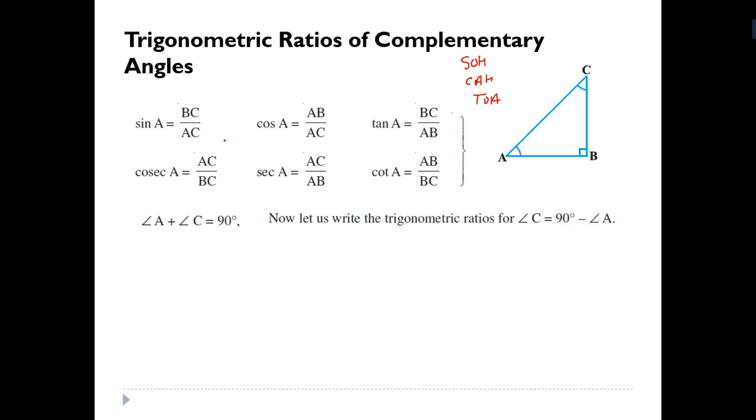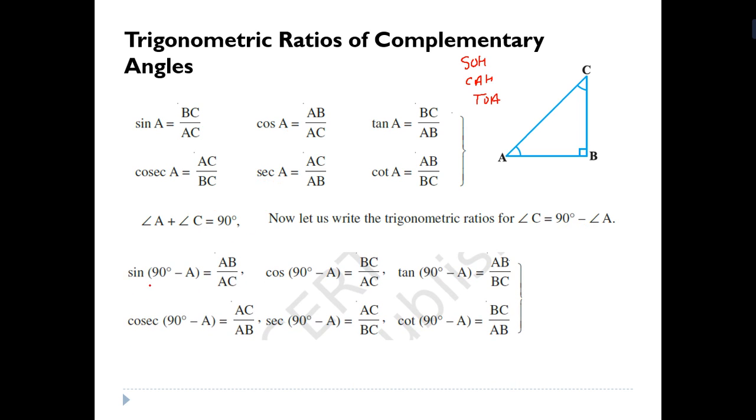Now if I am writing it here, first I am writing sine C. So sine C means what? Sine C is AB upon AC. Again here cos C, again here tan C, again here cosec C, again here sec C, again here cot C. But I have to remove this C and write 90 minus A. So sine 90 minus A is equal to AB upon AC.